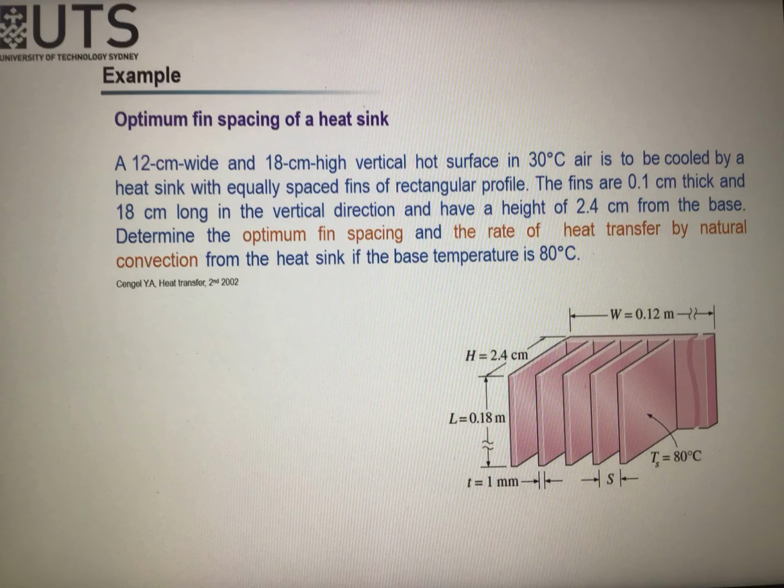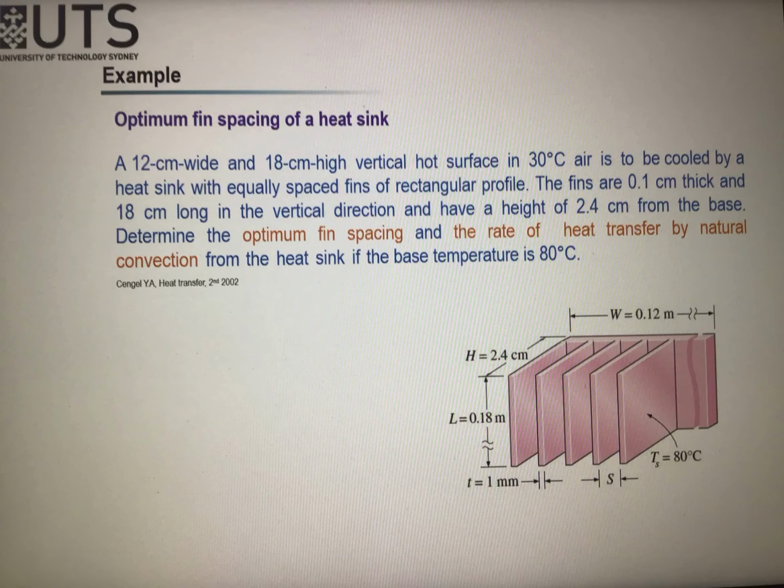So here the wall dimensions are given: a 12 centimeter wide and 18 centimeter high vertical hot surface, in 30 degrees centigrade air, is to be cooled by a heat sink with equally spaced fins of rectangular profile. So you can see the drawing here, the rectangular fins and the length, the height.